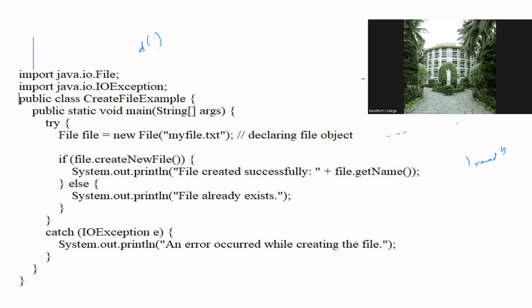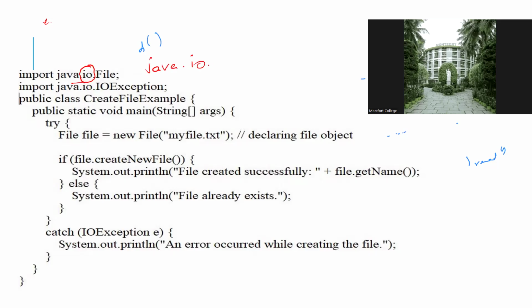Yeah, we have the code here. In this example, what are the things we have to import first? First we have to import the IO package. This can be rewritten like this: java.io.